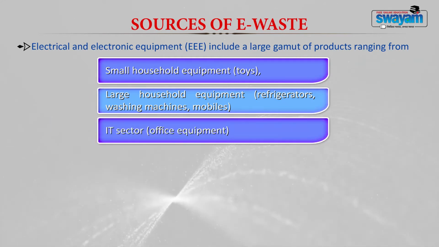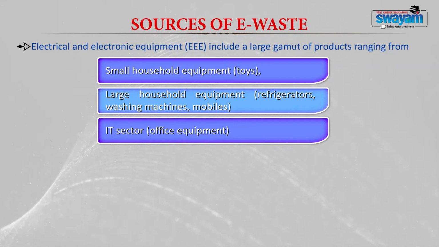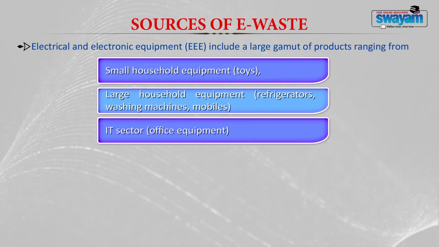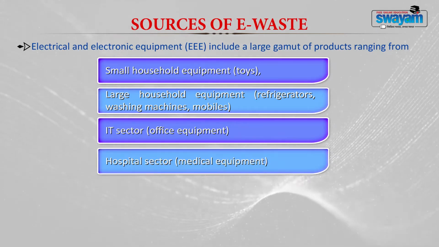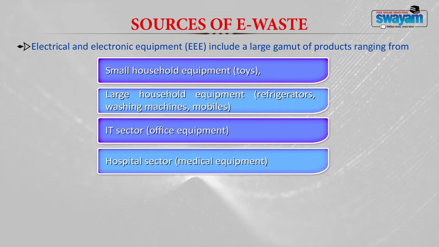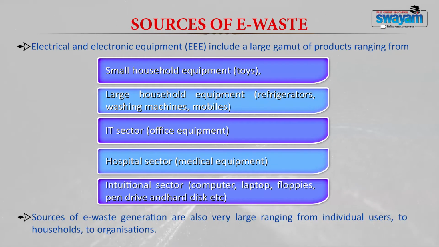Then comes your IT sector, where office equipment is generated: disks, CDs, floppies, pen drives, broken hard disks, CPUs, monitors and so on. Then the fourth one is your hospital sector, where your medical equipment is generated. And the last one is the institutional sector, institutes like universities, schools, colleges, where computers, laptops, floppies, pen drives, hard disks are generated. Sources of e-waste generation are very large and range from individual users to households to organizations.